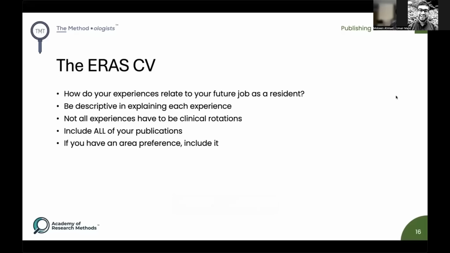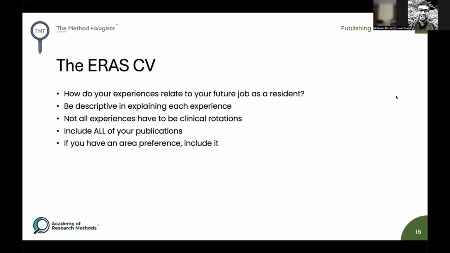As long as you have some publications written there, it can also show the program that this person has had experience with the research process, and will probably make them more likely to pick you for an interview.